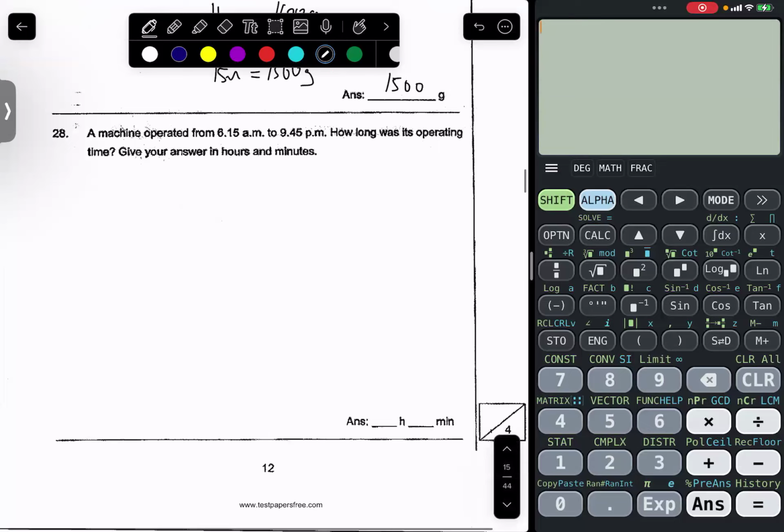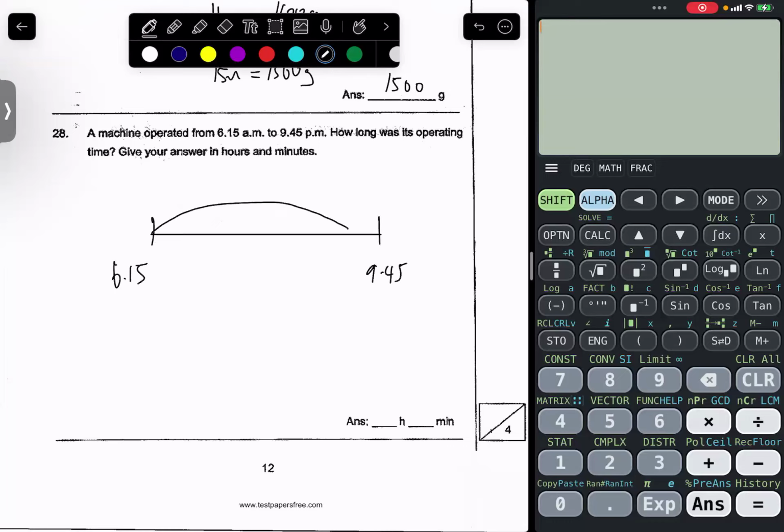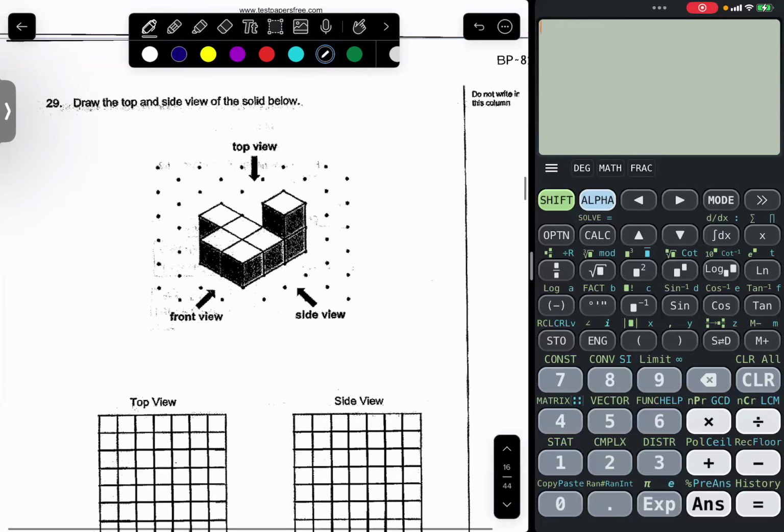Question 28. A machine operated from 6:15 to 9:45. How long was its operating time? Give your answer in hours and minutes. 6:15 to 9:45. Take 3 hours, 9:15. Take 30 minutes, 9:45. So 3 hours, 30 minutes. This one is simple.